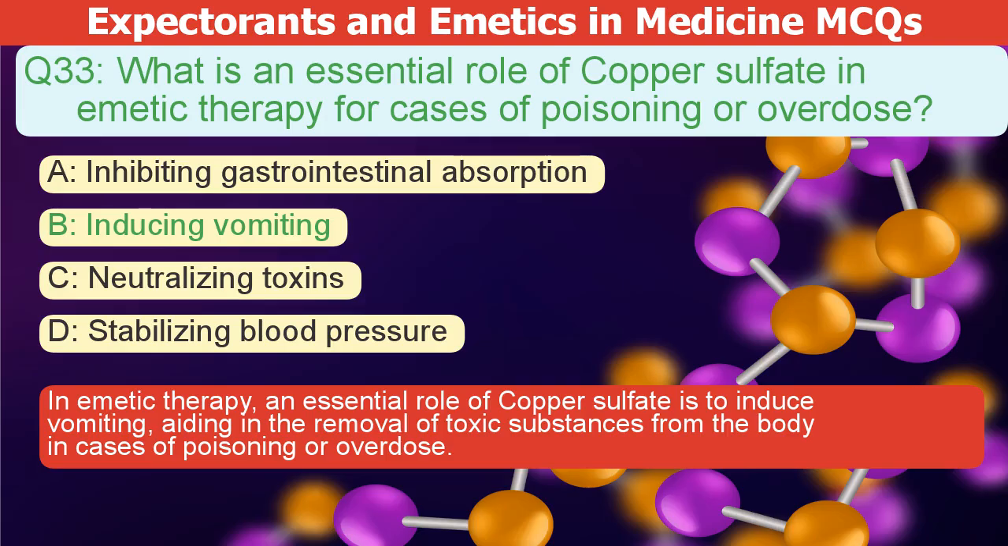The correct answer is B. In emetic therapy, copper sulfate plays a key role in inducing vomiting. This helps remove toxic substances from the body in cases of poisoning or overdose.